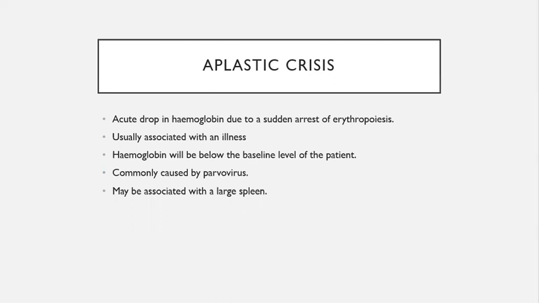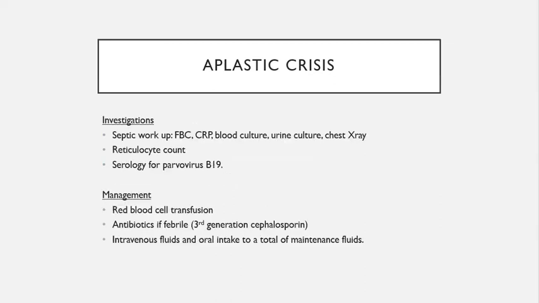Other organisms that have been implicated include Streptococcus pneumoniae, Salmonella, and Epstein-Barr virus. Clinically, it may be associated with a large spleen. Now, regarding the investigations, you'd want to do a full septic workup. This includes, but is not limited to, your full blood count, CRP, blood culture, urine culture, chest x-ray, reticulocyte count, which will usually be less than 1%, and serology for parvovirus B19.